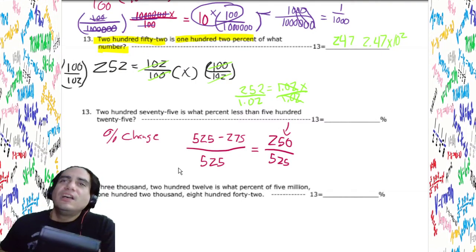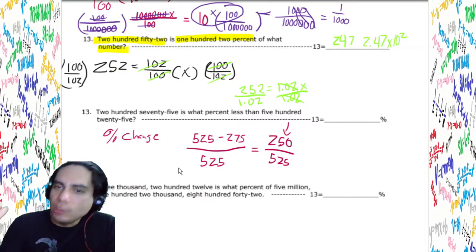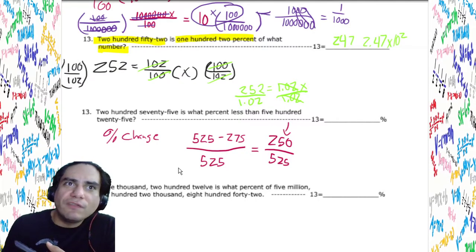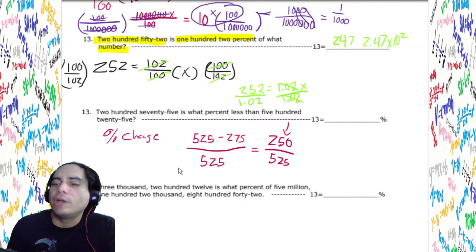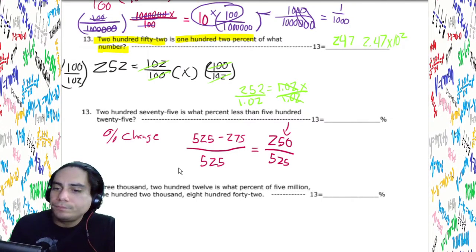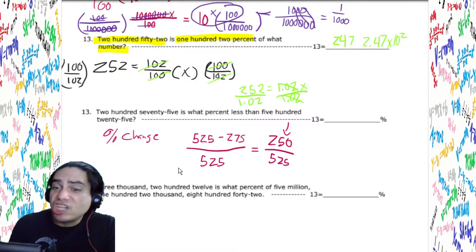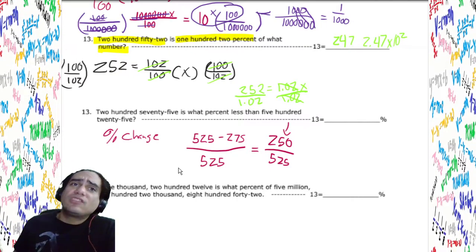Essentially, what we're doing, ladies and gentlemen, is saying 525 is equal to 100%, and 275 is equal to some percent. And we can actually figure it out. But we're going to need to change that. That's a fraction right there. We could divide those, and we have to change that into a percent.